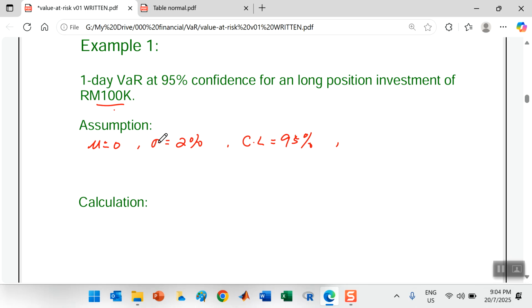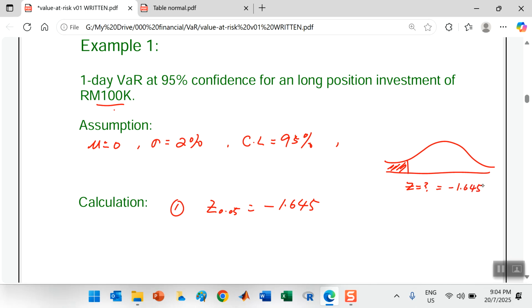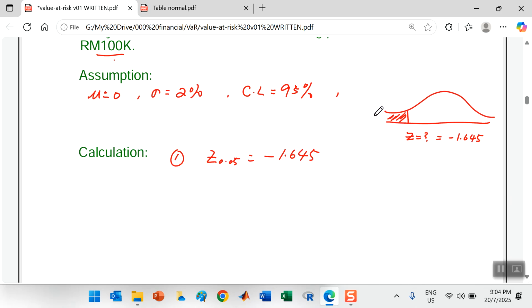So from the table, step 1 is Z 0.05 is negative 1.645. This is referring to this particular value. What is this Z value? This is equivalent to minus, because you are concentrated on the left tail of the distribution, the 5% lowest returns.